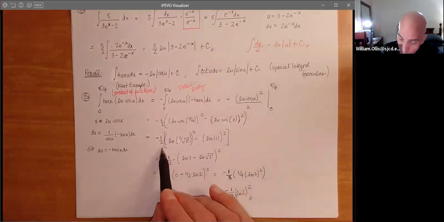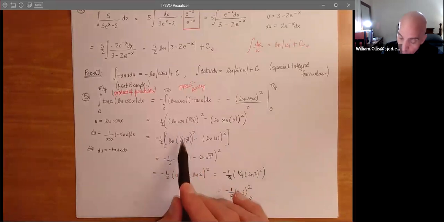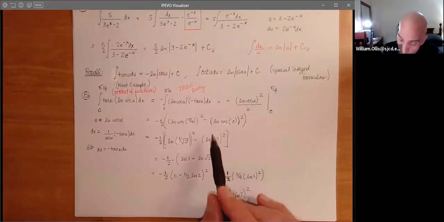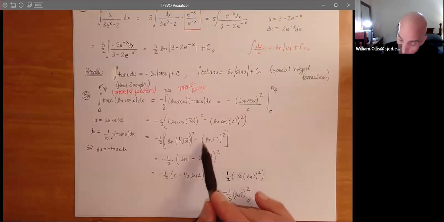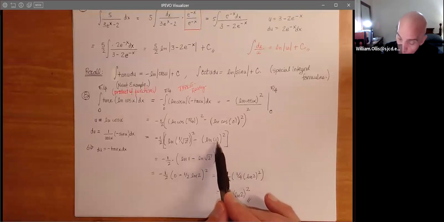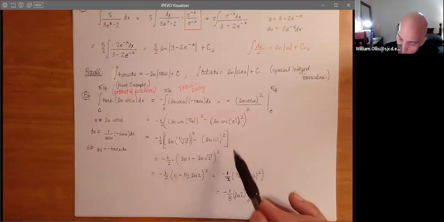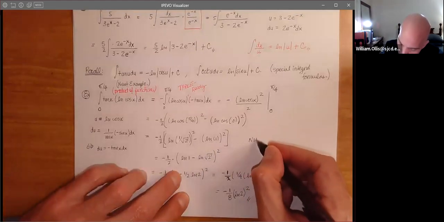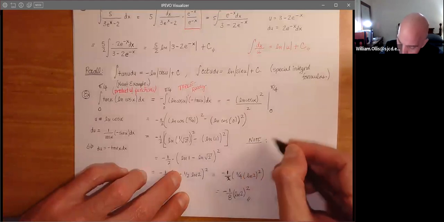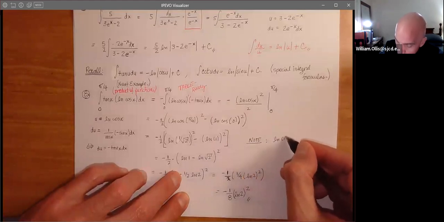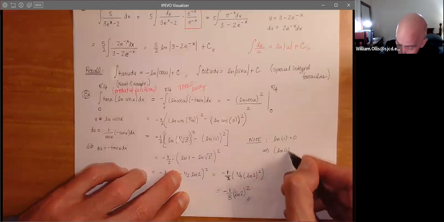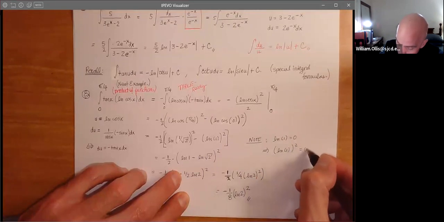And so now we have negative 1/2. Cosine of pi over 4 is just 1 over root 2, and we're going to square the log of that. And then in this particular case, we have minus the natural log of 1. Cosine of 0 is 1, but the logarithm of 1 is 0. So note, you know this, but just write it down: natural log of 1 equals 0. So this implies natural log of 1 quantity squared is just 0.